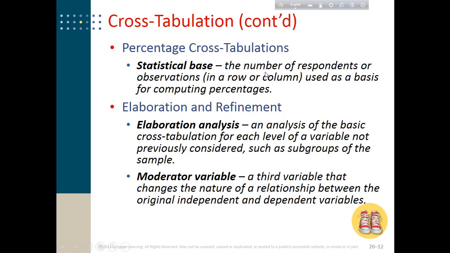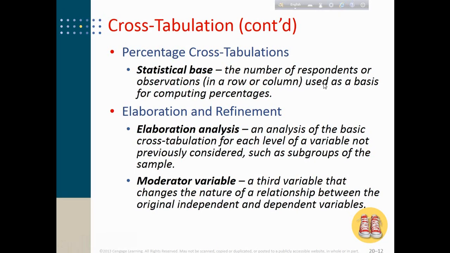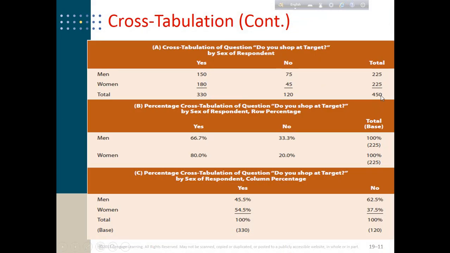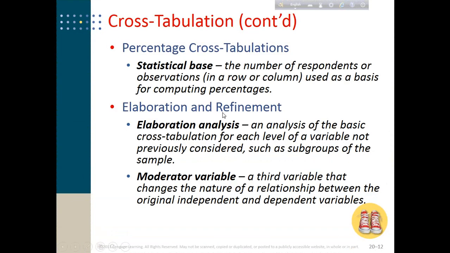A statistical base is the total number of respondents that is used as the base. For example, here 450, here 225. So these are called statistical base.